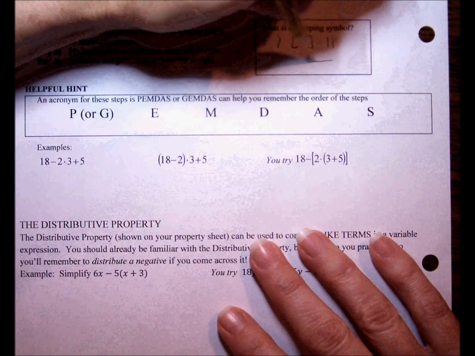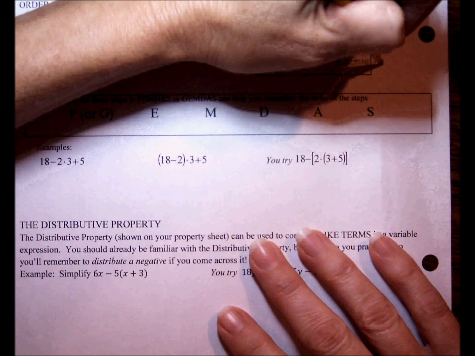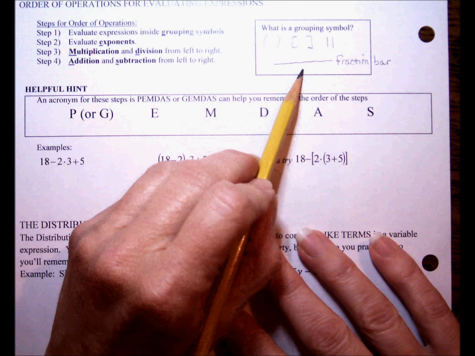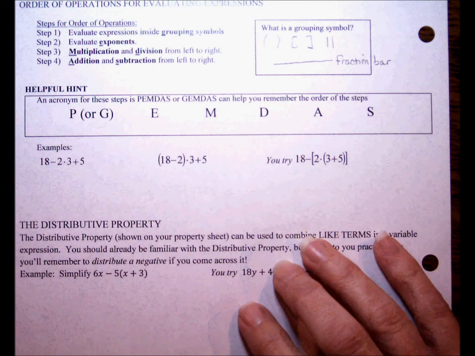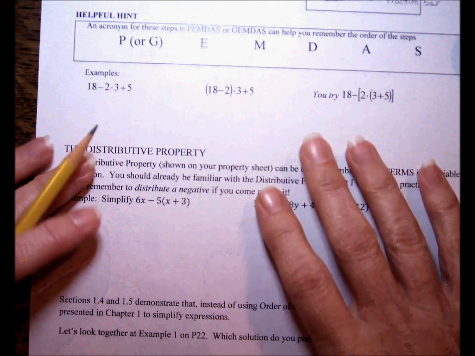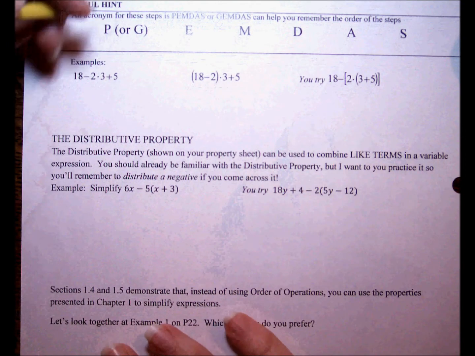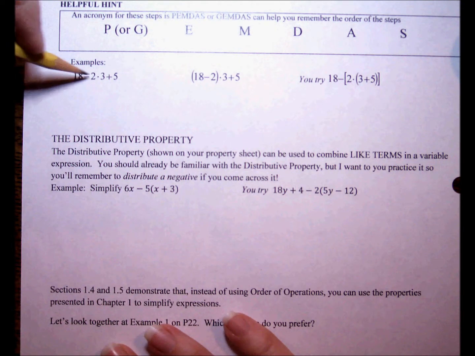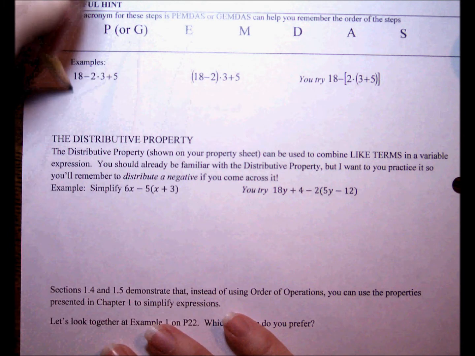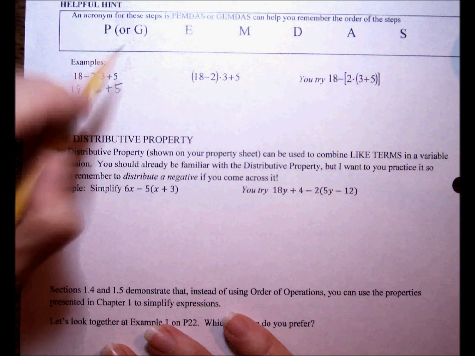First though, because we're doing grouping symbols first, I want to talk about what a grouping symbol is. We know there are parentheses. We know there are square brackets. We know there are absolute value signs. But the one we sometimes forget is the fraction bar. Because we want to evaluate what's in the numerator and evaluate what's in the denominator and then simplify if we're using the order of operations. Okay, so let's look at a couple of examples and apply our order of operations.